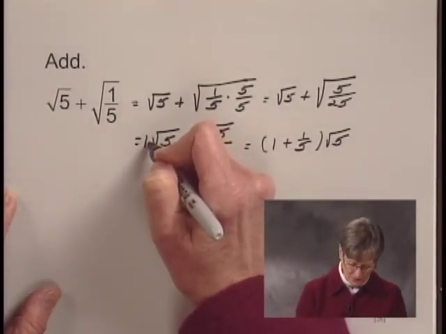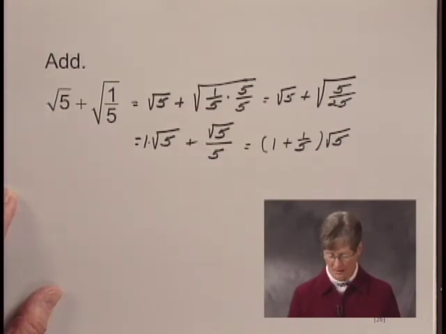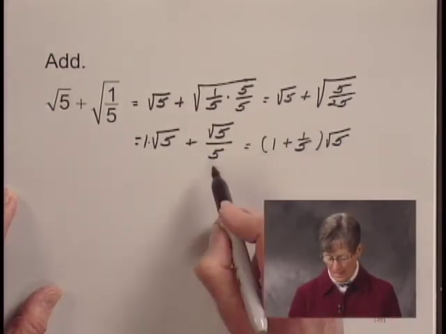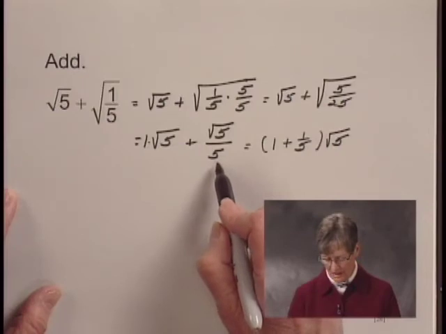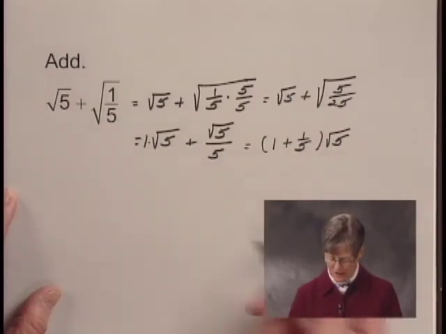And this first term we can think of as 1 times the square root of 5. So this is where the 1 comes from. And this I can think of as 1/5 times the square root of 5. So this is where the 1/5 came from.